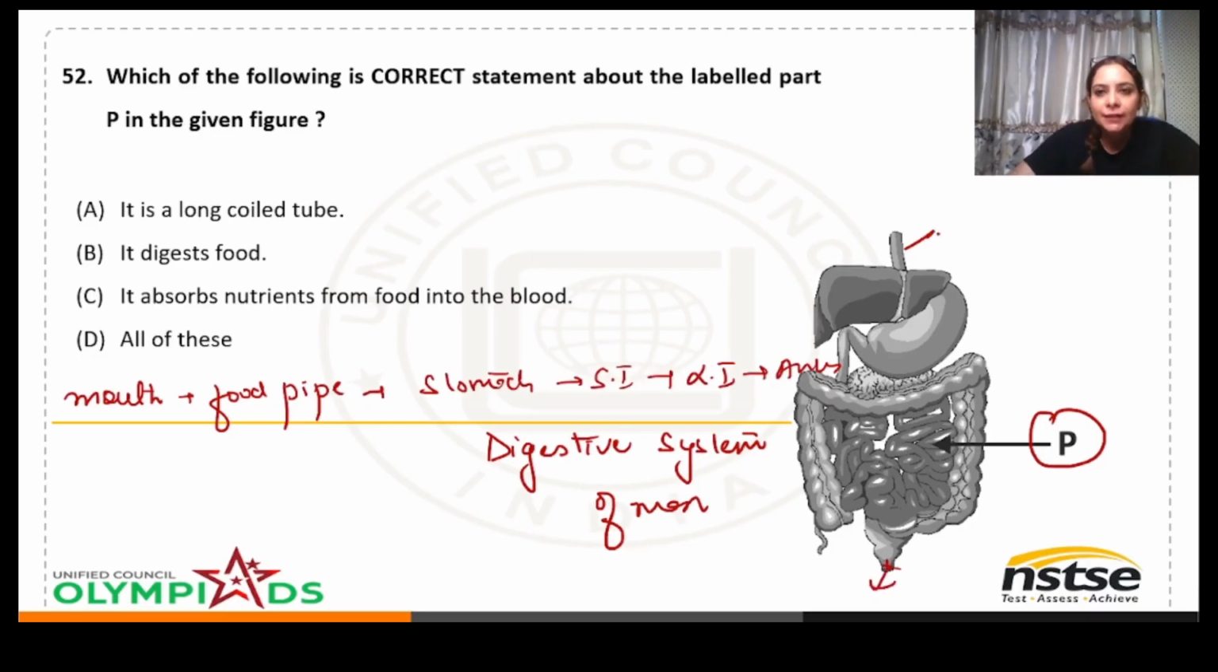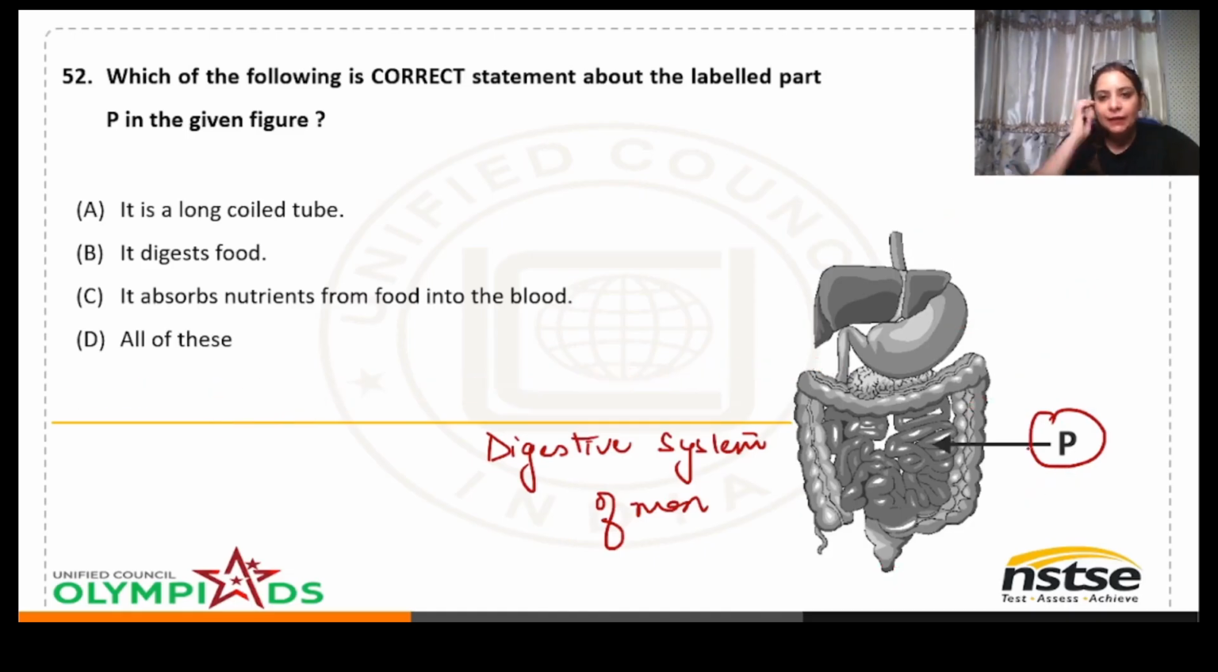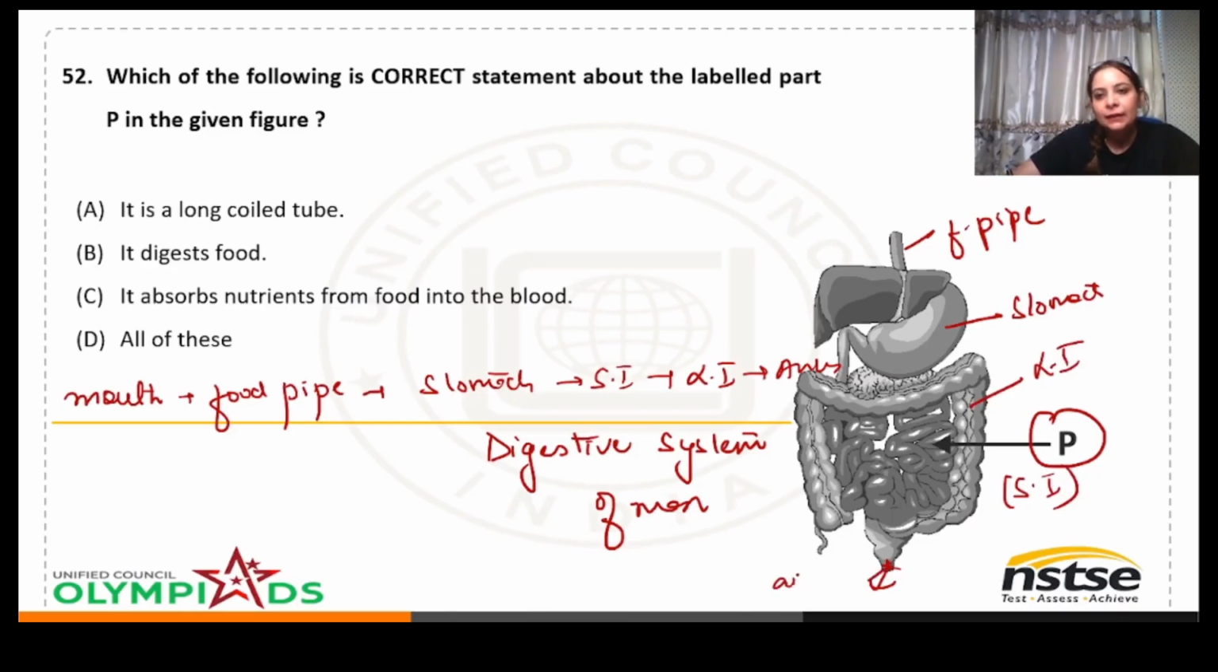So here, this is the food pipe, this one is the stomach, P is the small intestine, that is a highly coiled tube, this white tube is the large intestine, and this one is the anus. So P in the given tube is a long coiled tube, is it? Yes. It is the longest part of the alimentary canal. Alimentary canal means the complete passage of the digestive tract. It completes the digestion of food.